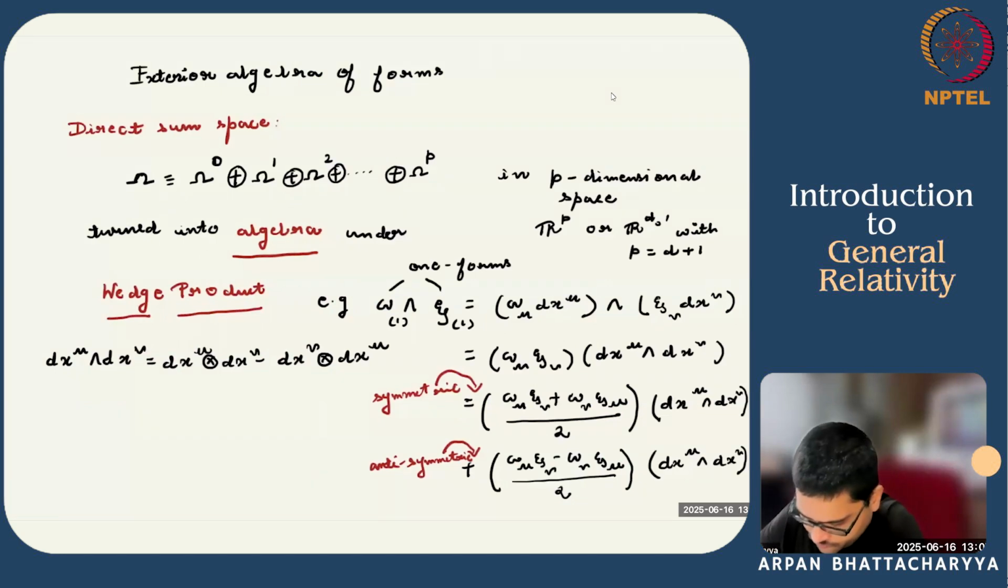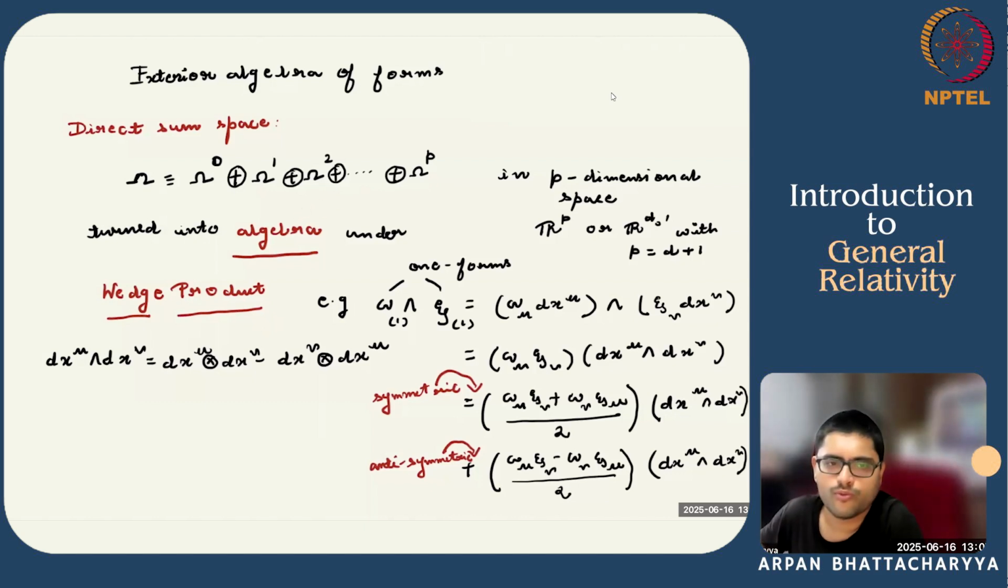Now, let's consider this direct sum space. So let's consider all the forms from the 0-form up to the p-form in p dimensional space. It can be a completely Euclidean space R^p, or it can be like R^{d,1} with p equal to d plus 1, for example, 3+1 dimensional Minkowski space. If we consider this direct sum space, it turns into an algebra under this wedge product.